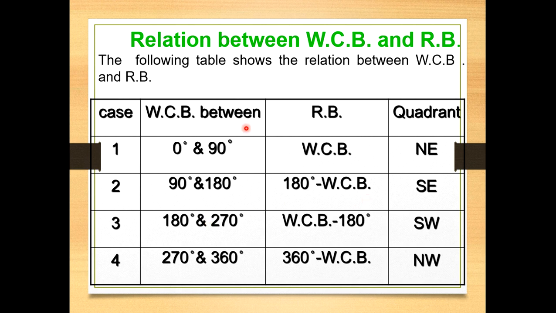Then third case, WCB between 180 degree and 270 degree. So how to calculate RB? RB is equal to WCB minus 180 degree. When WCB is between 270 degree and 360 degree, then how to calculate RB? RB is equal to 360 degree minus WCB.